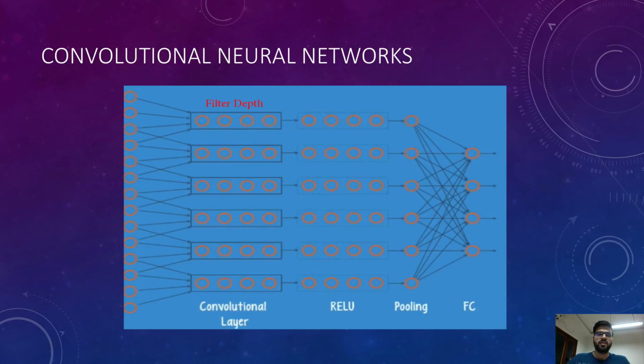This particular image shows a typical convolutional neural network. So we have the input layer, and the filter depth, or different filters or kernels, that I will explain to you later. From there we take the ReLU outputs, which are given to a fully connected layer, which will create a kind of probability density about which class a particular image belongs to.